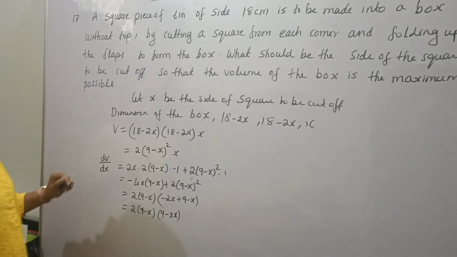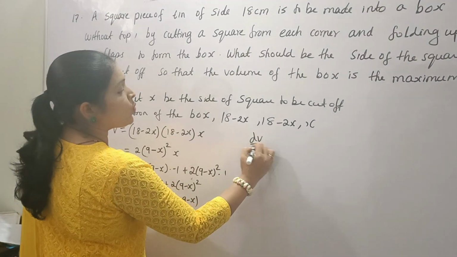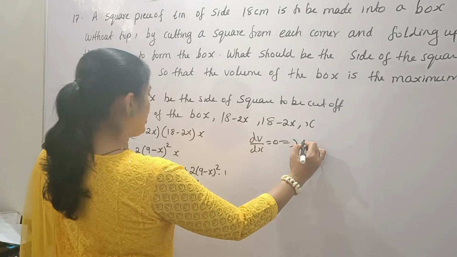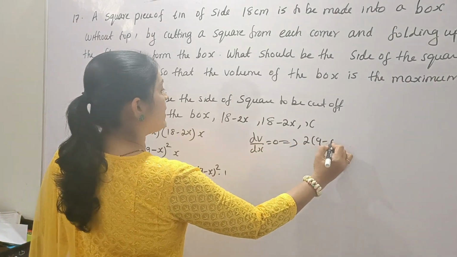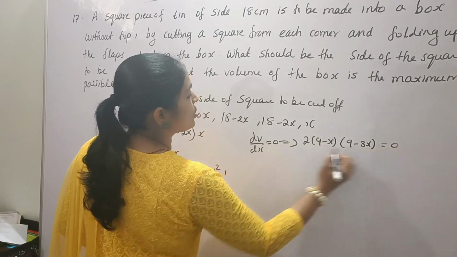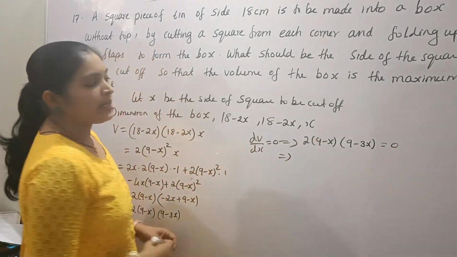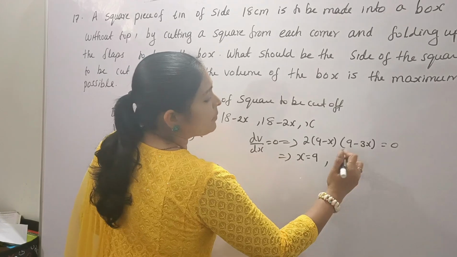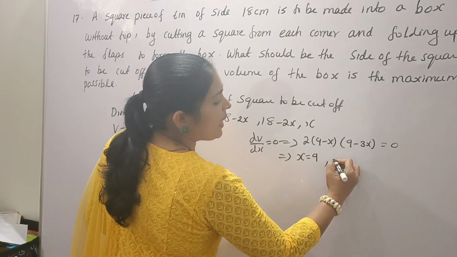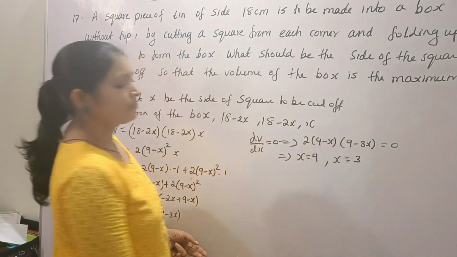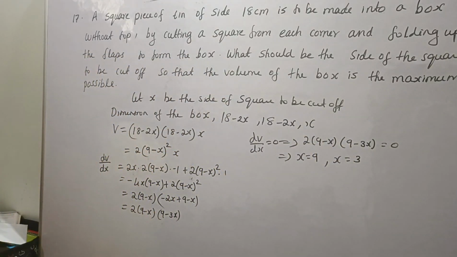Then here dv by dx is equal to 0 implies 2 into (9 minus x) into (9 minus 3x) is equal to 0. That implies 9 minus x is equal to 0 implies x is equal to 9, and 9 minus 3x is equal to 0 implies 3x is equal to 9, x is equal to 3. Okay, x is equal to 3.